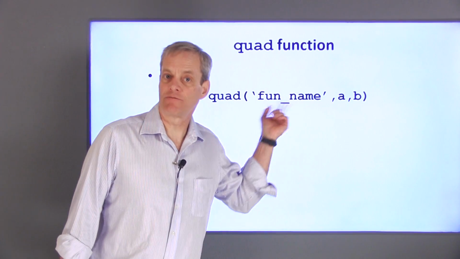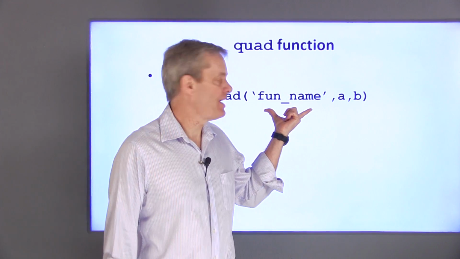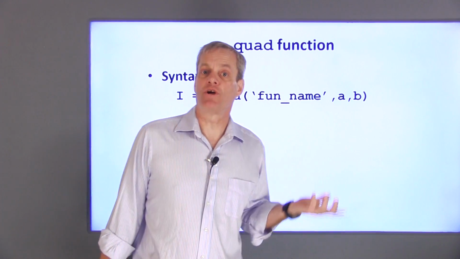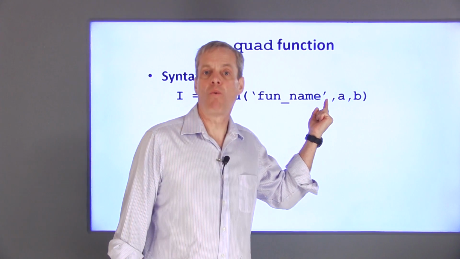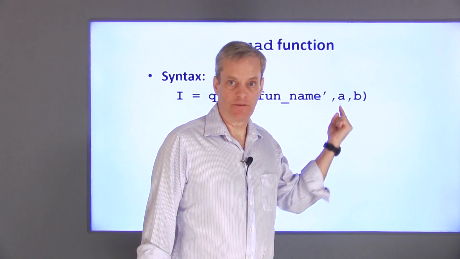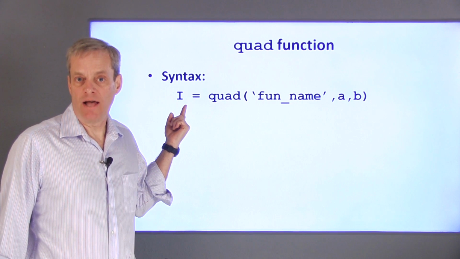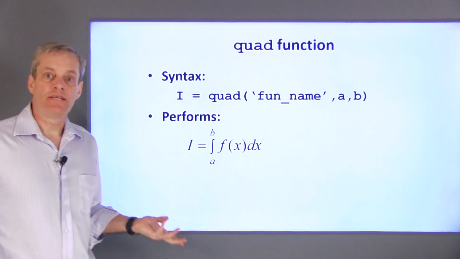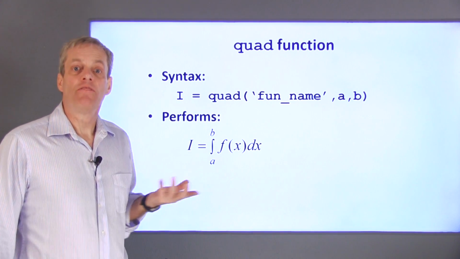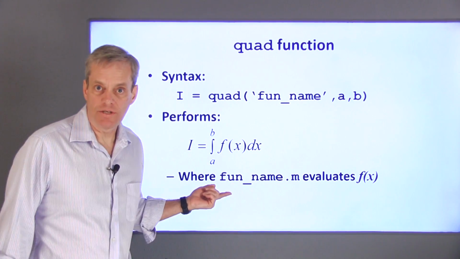This is the basic syntax for the quad function. In this example, the function to be integrated is in an M file named fun_name. That name, without the .m, is the first argument to the quad function and is placed in single quotes. The second and third arguments are the limits of integration. A is the lower limit of integration and B is the upper limit. Quad returns the integral, which I've assigned to the variable I. Symbolically, this syntax corresponds to the integral of f of x between the limits a and b.